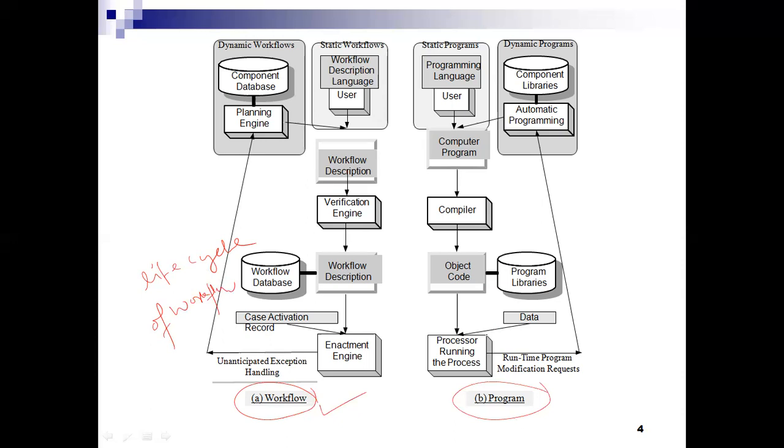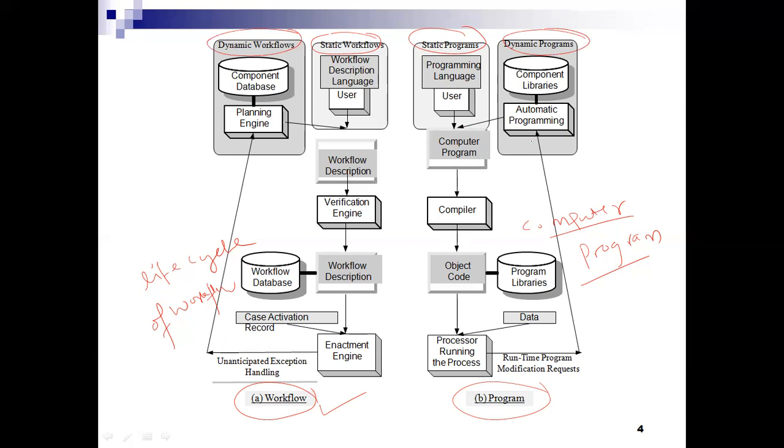This talks about the life cycle of a computer program. Okay. Just look at the similarity between these two, life cycle of workflow and life cycle of computer program. The life cycle of computer program, you people are already aware of. So here we have the static program and dynamic program. The static program is related to the static workflow. Dynamic program is related to the dynamic workflow.